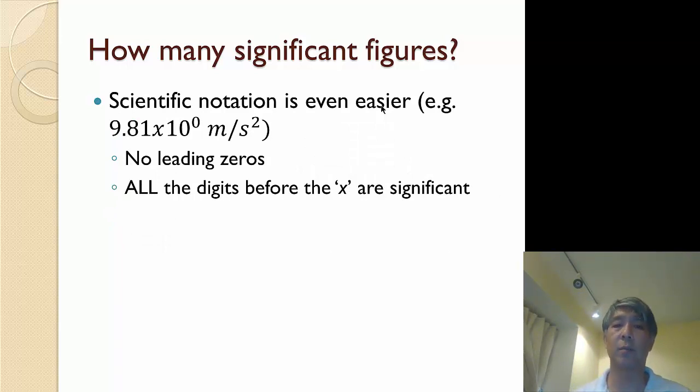Scientific notation helps us by eliminating all of those zeros, especially for really large numbers or really small numbers. So any number, all of the digits before the multiply times 10 to the something, all of those digits are significant. So the exponent part, not part of the significant digit calculation, so 9.81, yes, you can say times 10 to the 0, has 3 significant digits, the 9, the 8, and the 1.